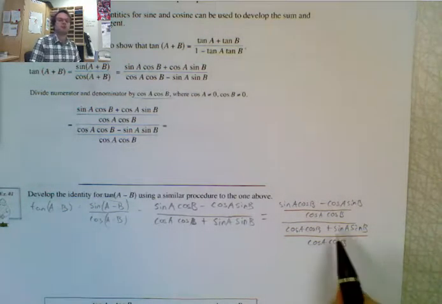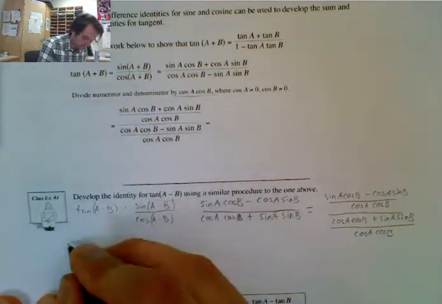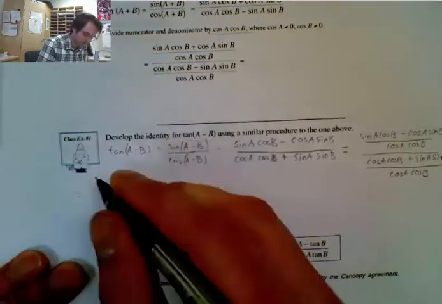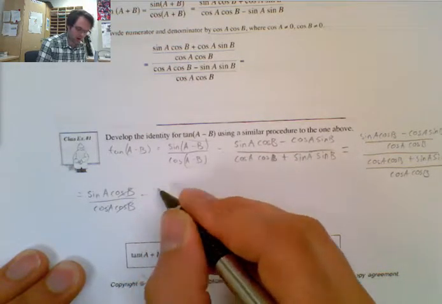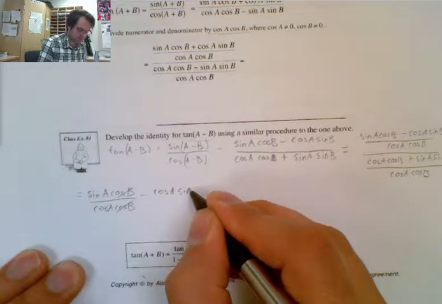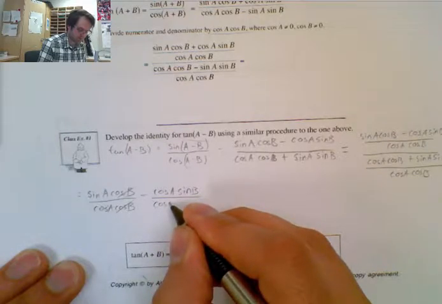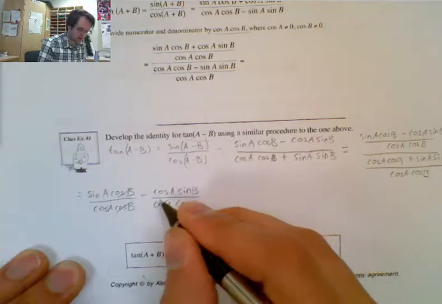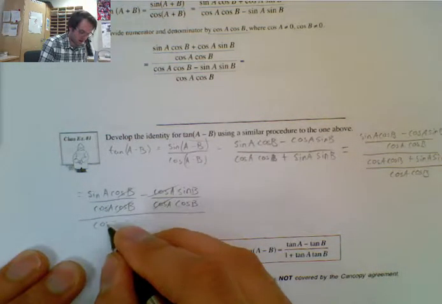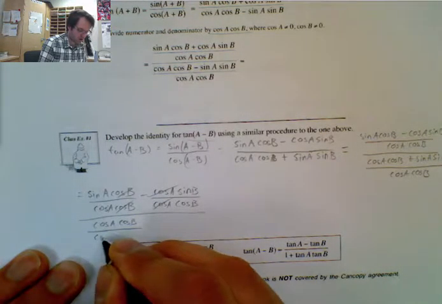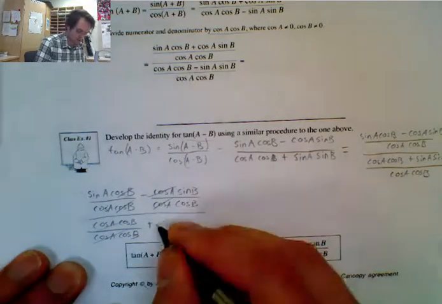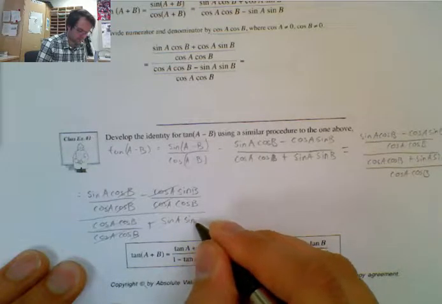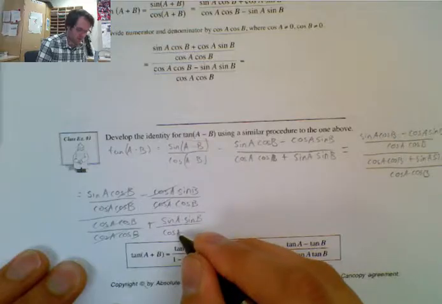Now I'm going to separate these into their different addition sentences. We have sine A cos B all over cos A cos B. These will cancel off, and we end up with minus cosine A sine B all over cosine A cosine B. Here these will cancel off, and this is all over cosine A cosine B over cosine A cosine B, which is nice. These will cancel, and this is plus sine A sine B, and this was all divided by cosine A cosine B.